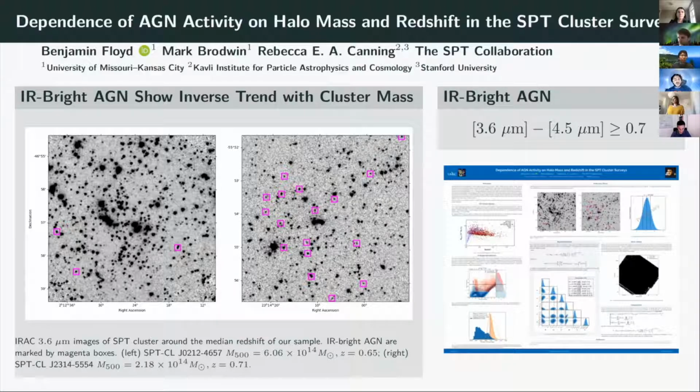Our IR-bright AGN are primarily selected through IRAC 3.6 and 4.5 micron colors. And qualitatively, we can see in the image here that clusters with low mass tend to have a higher AGN richness along the line of sight. And then we are currently working on quantitatively modeling these trends.